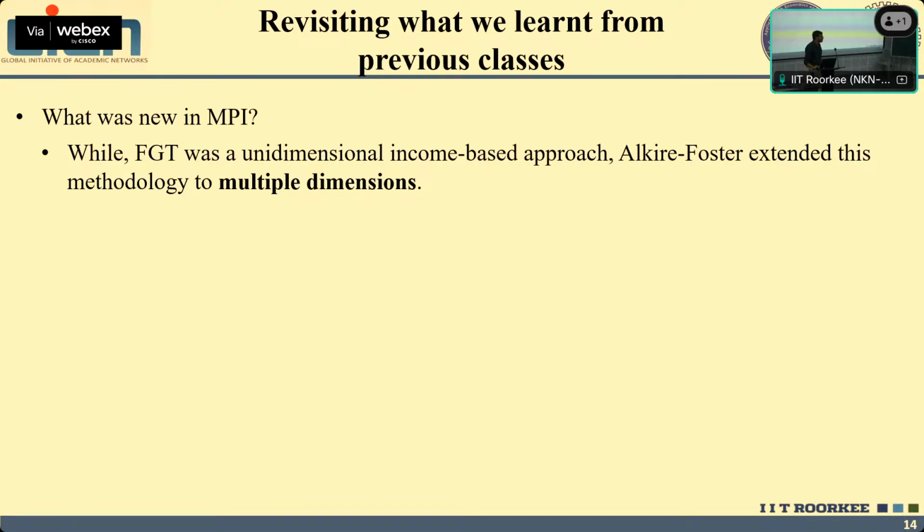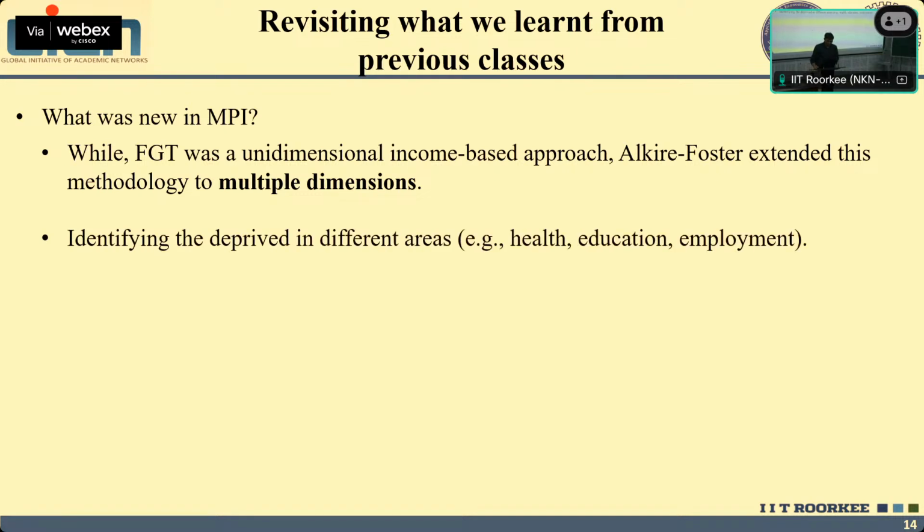So what is this new MPI then? While FGT was a unidimensional, income-based approach, Alkire and Foster, as I just mentioned, extended these methods to multiple dimensions by including the counting measures. So we will address how far a household is deprived differently in different indicators. Most importantly, the three important indicators are health, education, and employment.